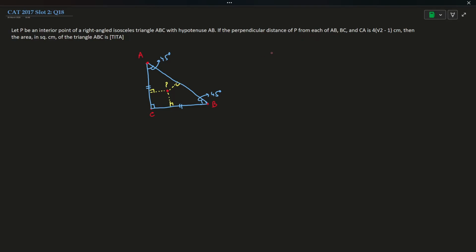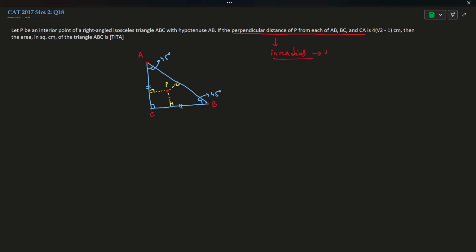Then what is the area of the triangle? Here you have to understand one thing, guys. This phrase, perpendicular distance of P from each of the sides, what is this basically? This is basically the inradius, guys. The incenter is equidistant from the three sides of a triangle.